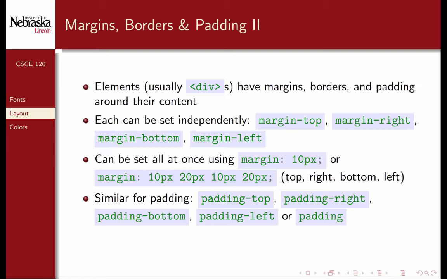Margin 10px would set the margin on all 4 sides to be 10 pixels. Or you can set all 4 sides using different numbers. The order is top, right, bottom, left. Here the top and bottom will have 10 pixels for its margin, while the right and left will have 20 pixels. Similar rules are established for padding. Padding top, padding right, padding bottom, padding left, or simply just padding to set all 4 at the same time.